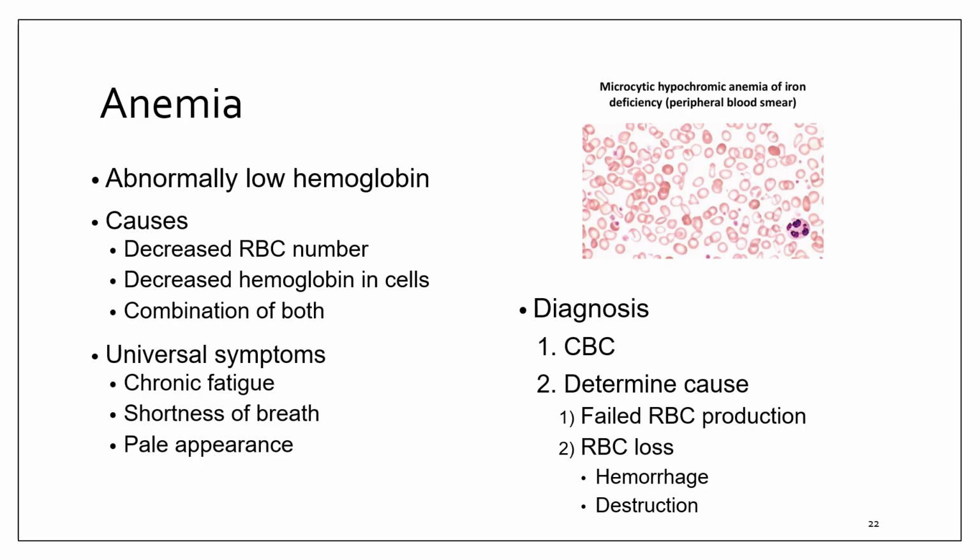If red blood cells are delivery trucks, production failure is not enough trucks made. Hemoglobin deficiency is trucks without cargo. Hemorrhage is trucks falling off the highway. And hemolysis is trucks being destroyed early. The smear shows us which problem is happening.